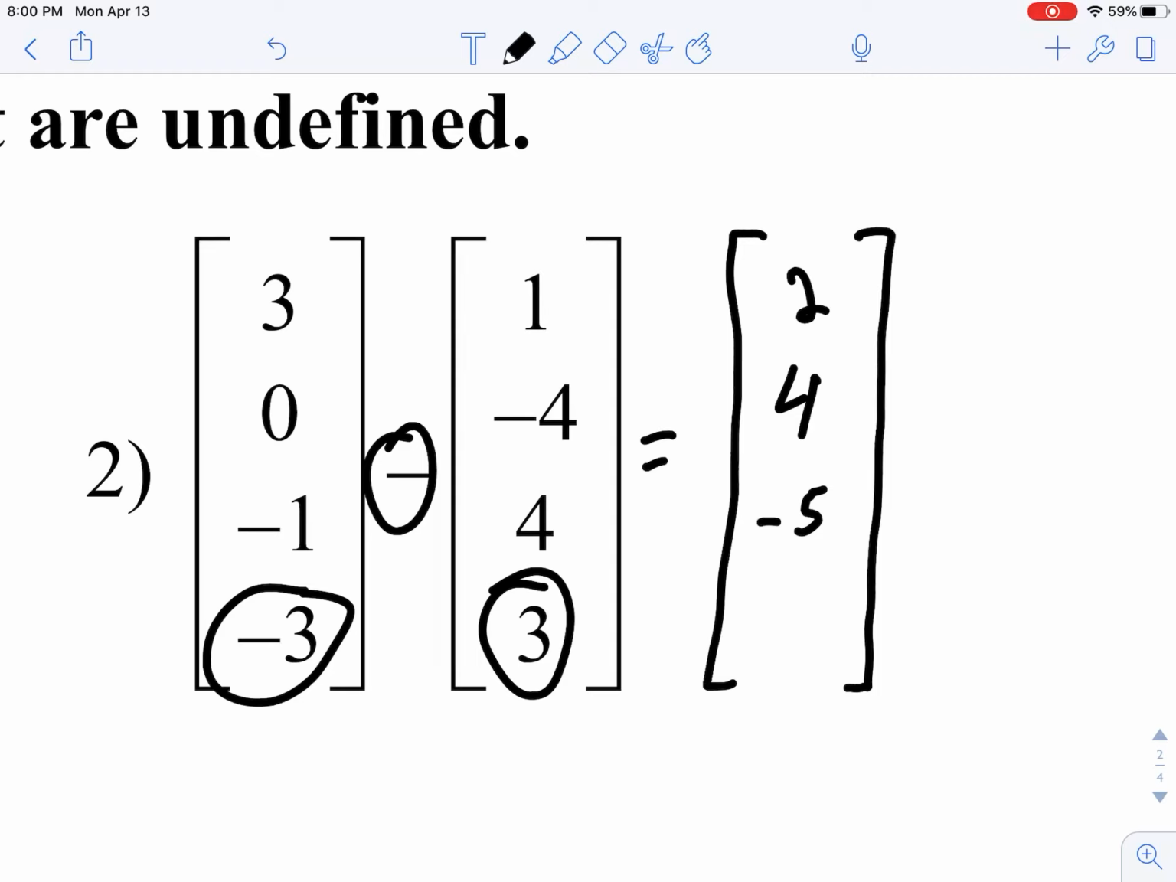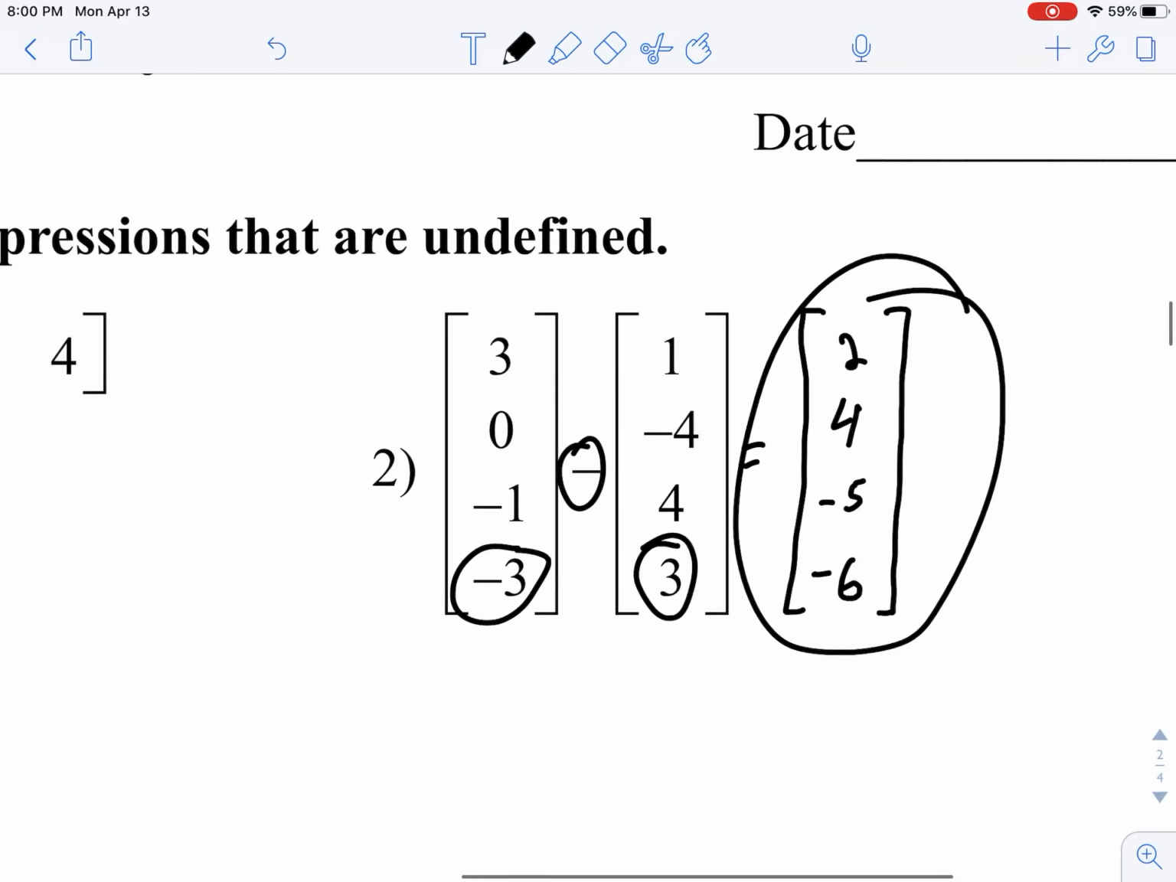Negative 3 minus 3, of course, is negative 6. I hope you weren't thinking 0. Not 3 minus 3, negative 3 minus 3, negative 6. But that's your answer, and that's all there is to that.